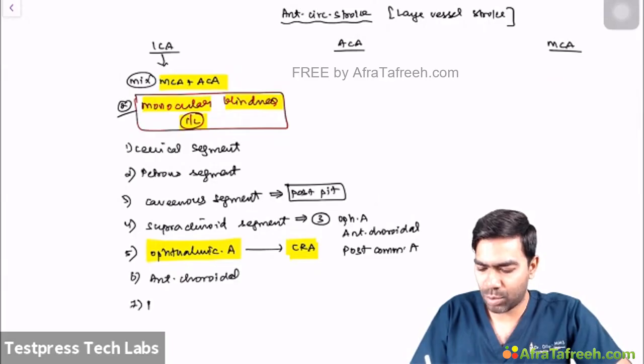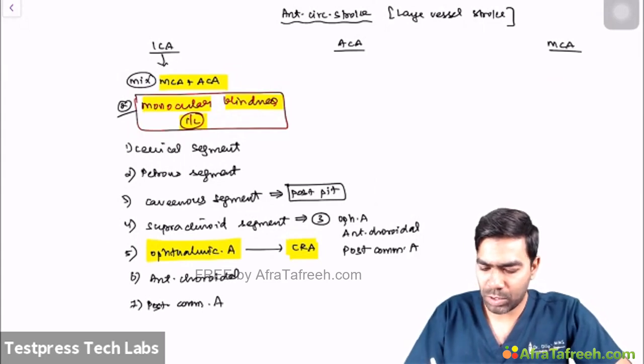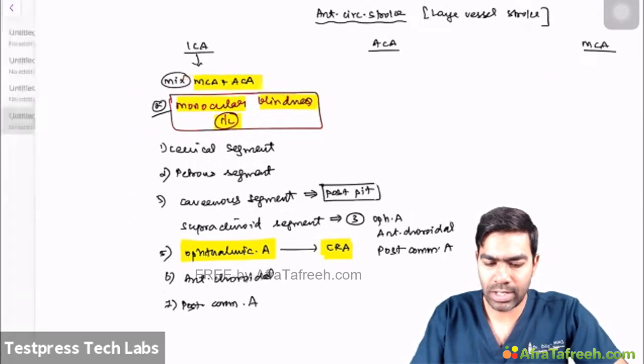And finally I can write posterior communicating artery here. We know where the posterior communicating artery is going to be. Okay, so which means from the supraclinoid segment only, you are going to get these 3 branches.